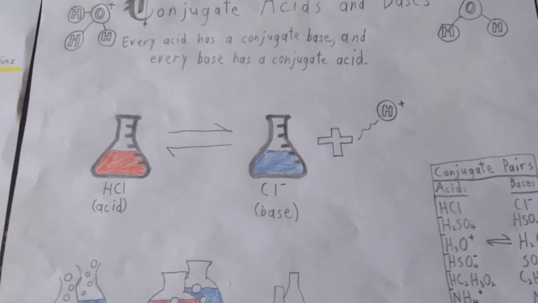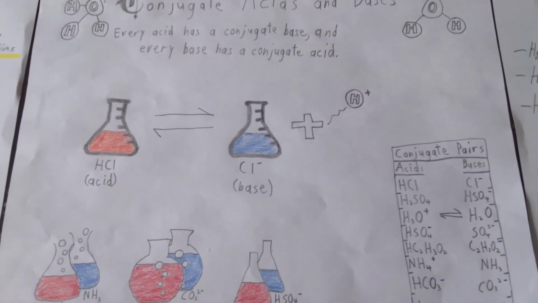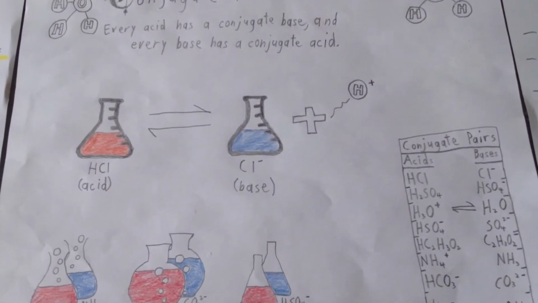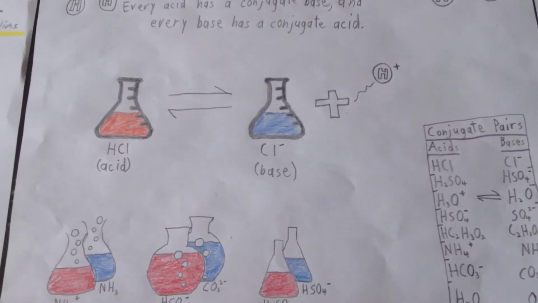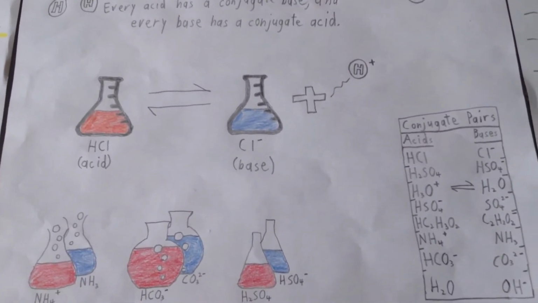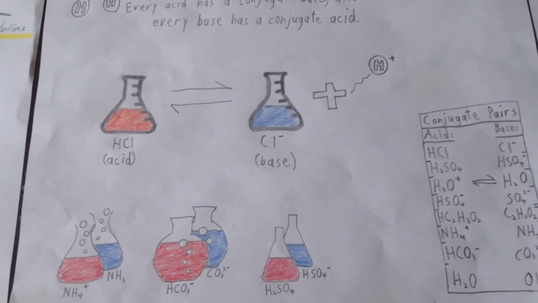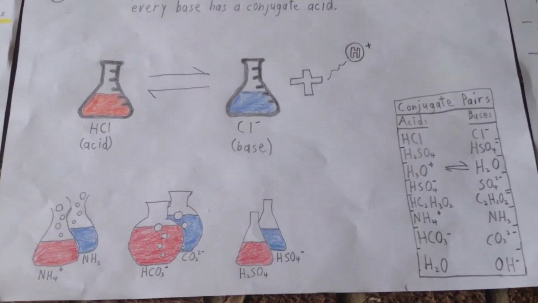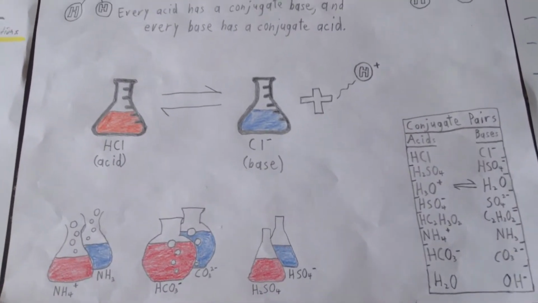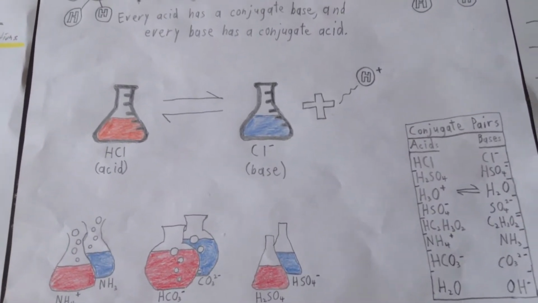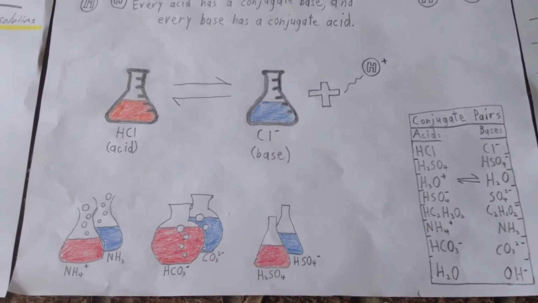Every acid has a conjugate base, and every base has a conjugate acid. When an acid loses a hydrogen atom, they turn into their conjugate base, and vice versa. If a base gains a hydrogen atom, they turn into their conjugate acid. Each and every single acid and base have a conjugate acid or base.